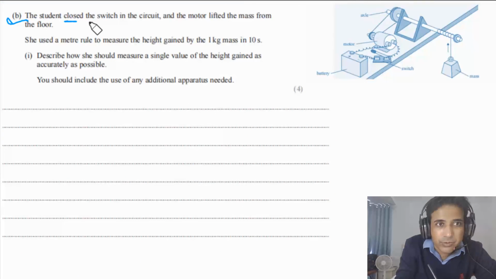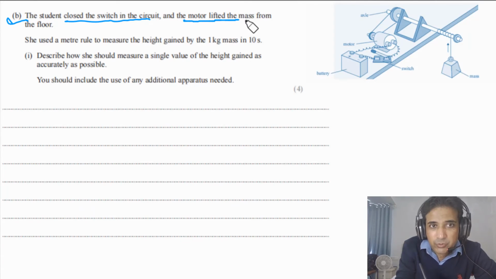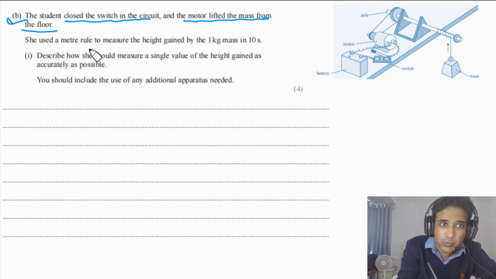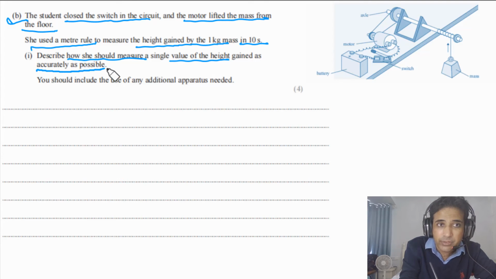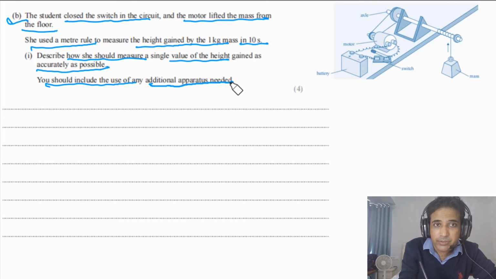Part B says the student closed the switch in the circuit and the motor lifted the mass from the floor. She used a meter rule to measure the height gained by the 1 kg mass in 10 seconds. Describe how she should measure a single value of the height gain as accurately as possible. You should include the use of any additional apparatus needed.